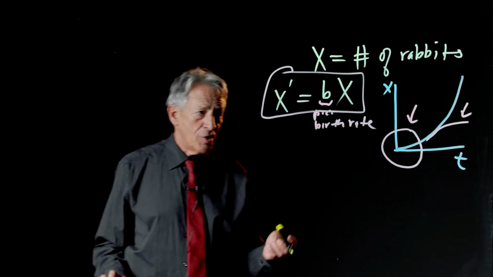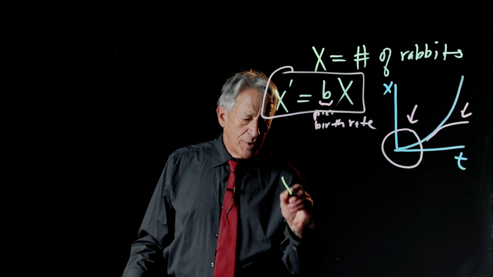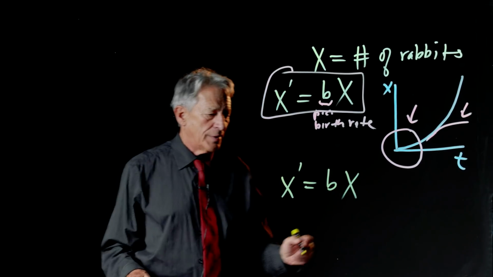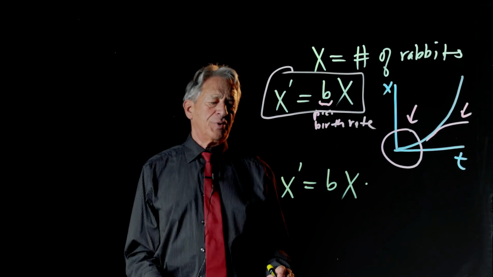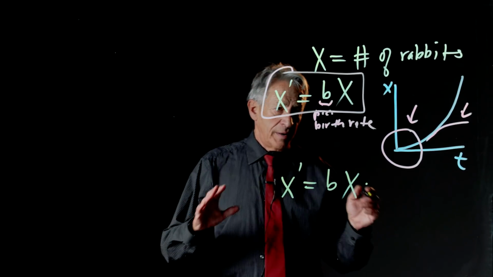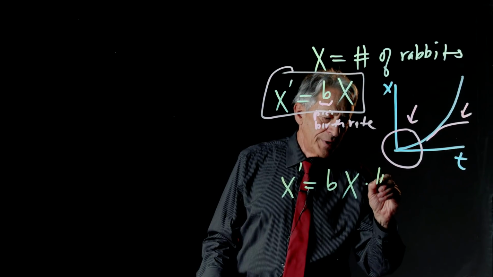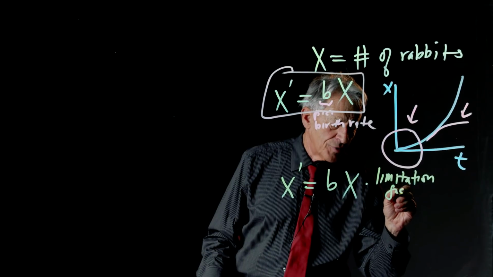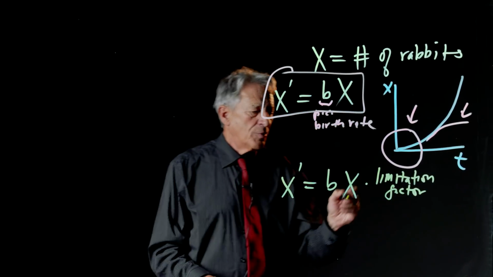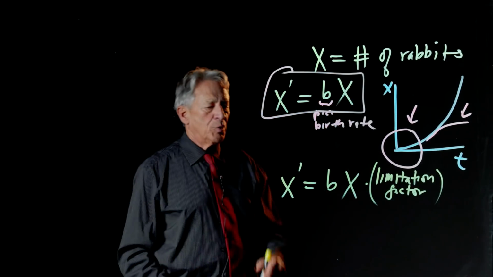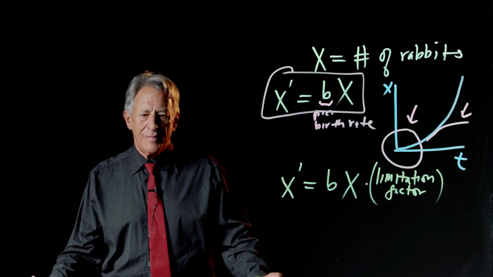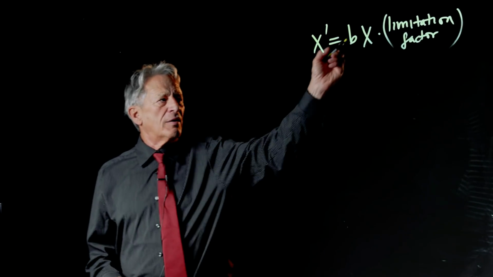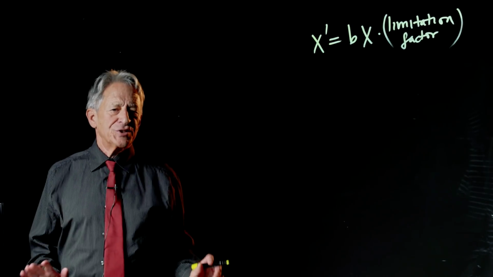of limits to growth. So now we're going to say x prime equals bx. That's our original model. But now I'm going to multiply that by a limit to growth, which right now I'm just going to call the limitation factor. And then we're going to have to figure out how do we write that limitation factor mathematically. So now we have to figure out how to put a mathematical form to that limitation factor.